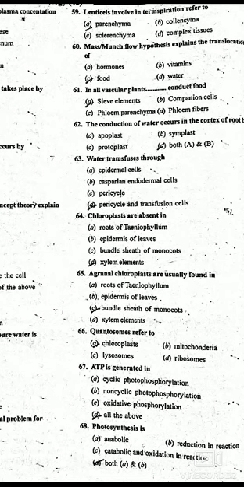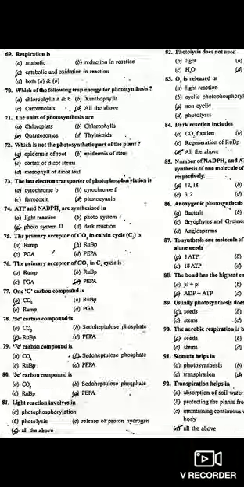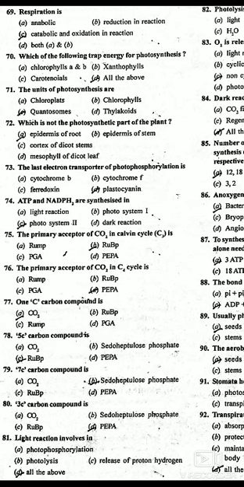67. ATP is generated in all the above: cyclic photophosphorylation, non-cyclic photophosphorylation, oxidative phosphorylation. 68. Photosynthesis is, option D, both A and B, anabolic and reduction in reaction. Next. 69. Respiration is, option C, catabolic and oxidation in reaction. 70. Which of the following trap energy for photosynthesis? All the above: chlorophyll A and B, xanthophylls and carotenoids.